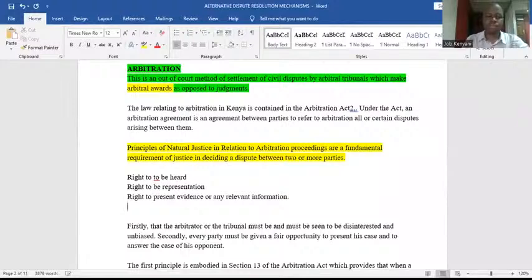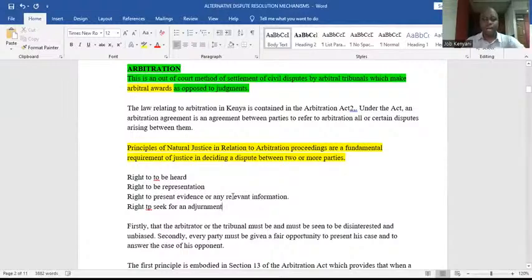The right, for example, to seek an adjournment or postponement. So that is what we mean by the right to seek an adjournment.